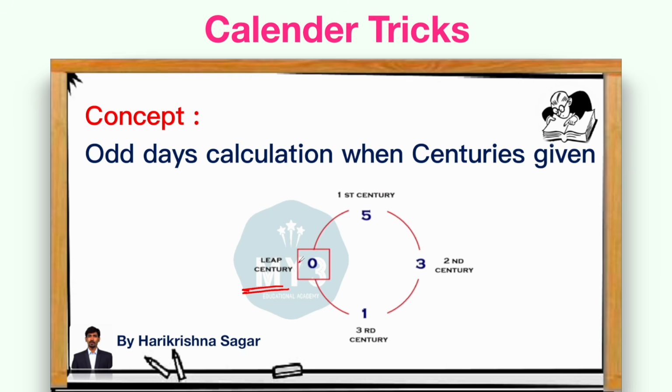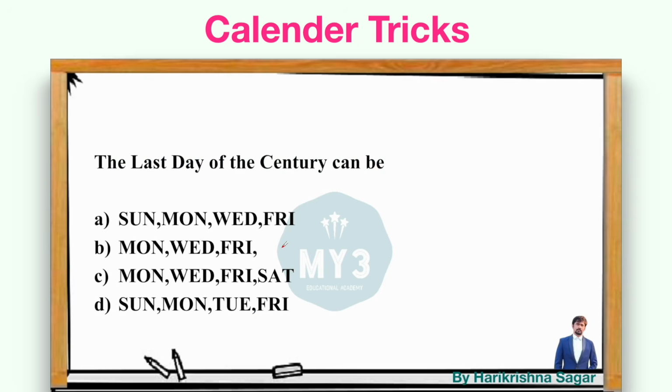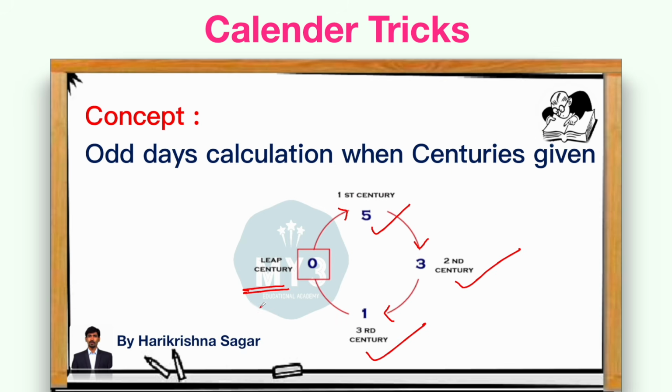So I am just taking like this. First leap century will be 0. First century will be 5. Second century will be 3. Third century will be 1. So use this cycle. This cycle will keep repeating every time. So use this cycle while you are solving the questions. And because of this, you are getting this theory question. What is the last day of the century? So how to solve this type of question is, leap century ending with 0 odd days. That means last day will be Sunday.